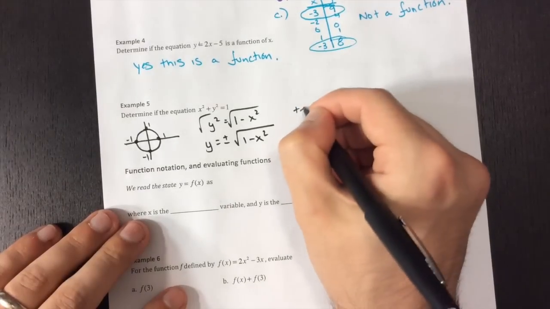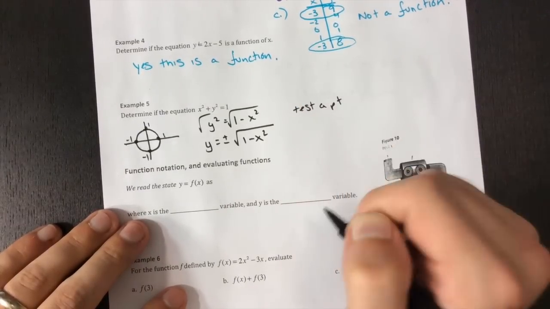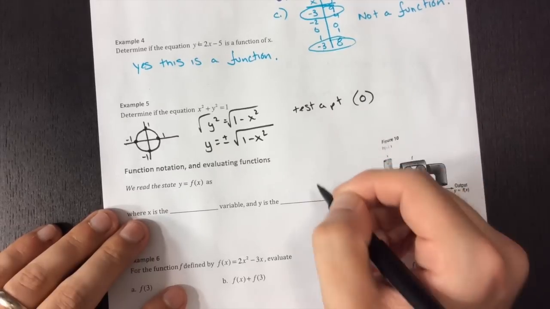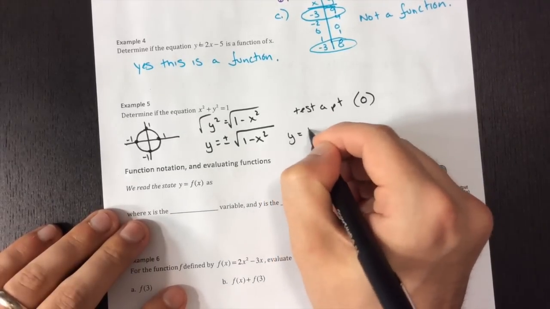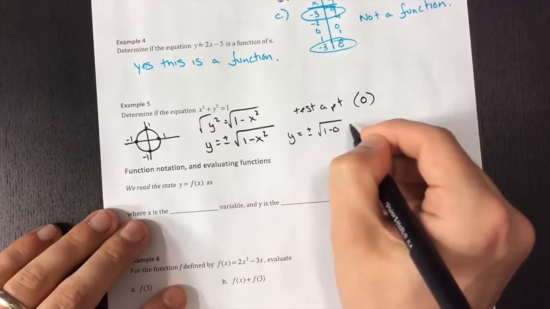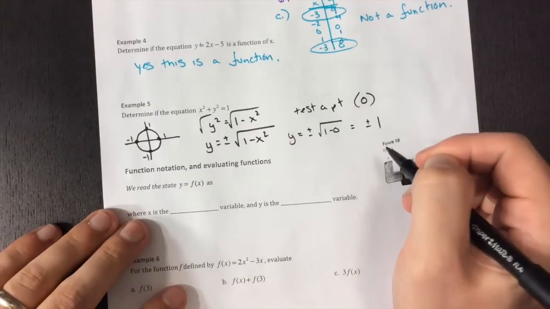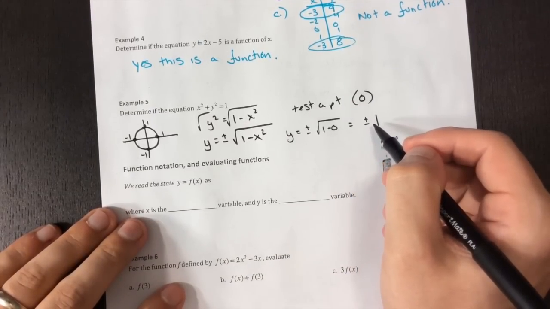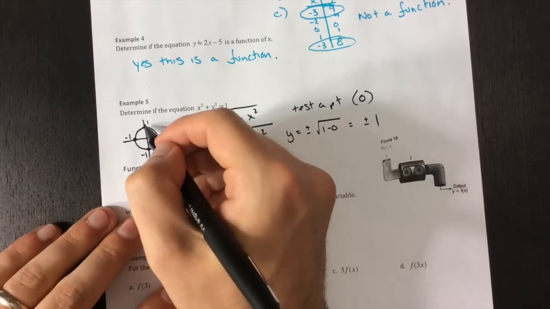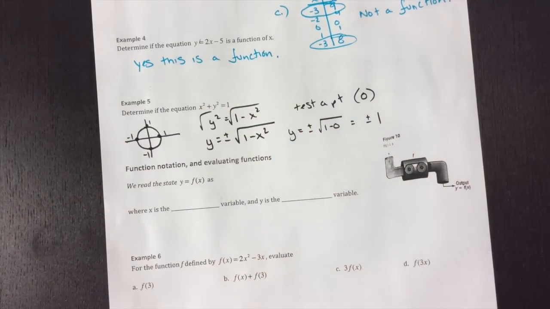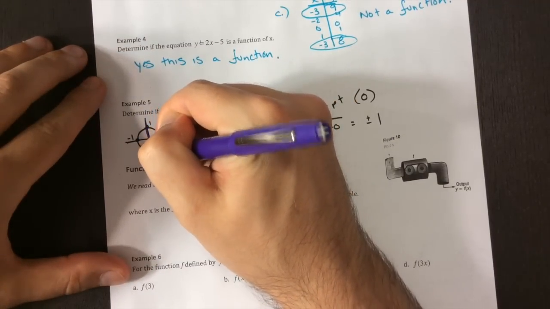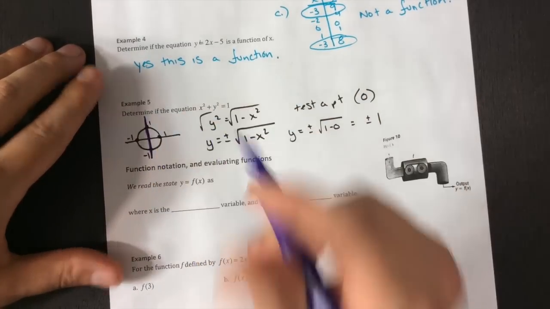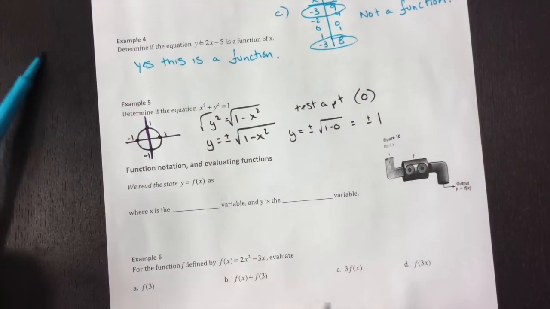So we could test a point to see what happens. If I test a point and let's say we plugged in 0, I would have y equals plus or minus the square root of 1 minus 0, which is plus or minus 1. Well, for one input, I have two different outputs, and that's not what we want. And just like our graph, we can see here that these 2 points kind of match up. And because we have something, and we'll get to this later, that's the vertical line test if you remember.